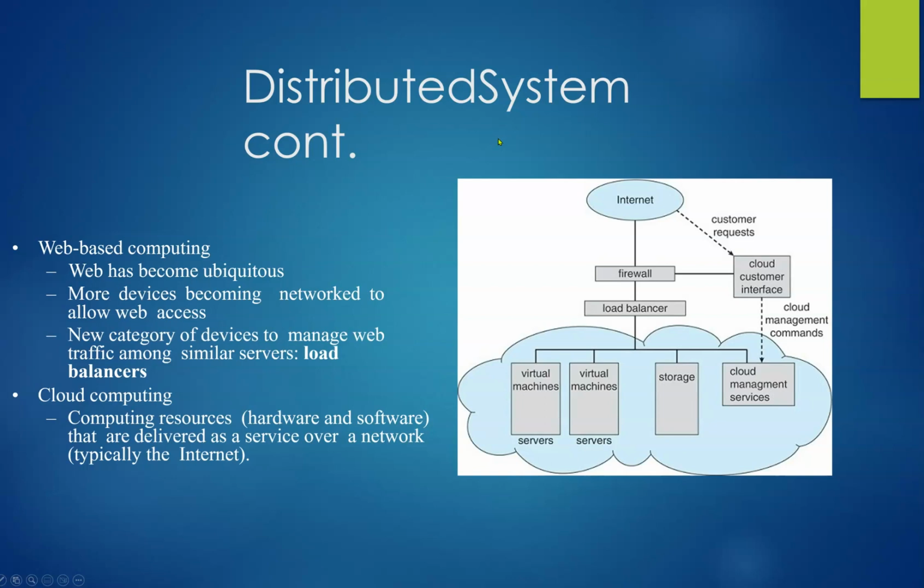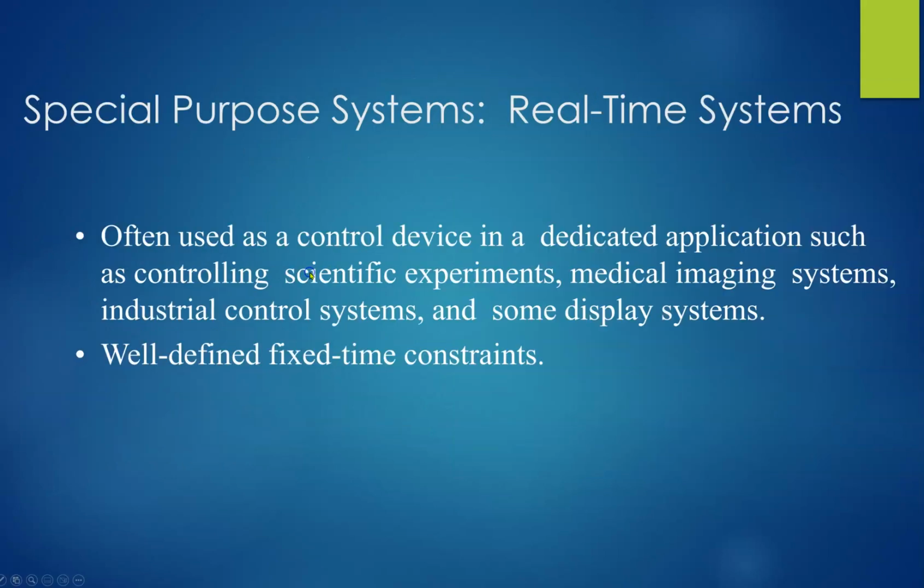A distributed system, another approach, is web-based computing. The web has become ubiquitous. More devices are networked to allow access. A new category of devices to manage web traffic are called load balancers. And cloud computing has computing resources that are delivered as a service over a network, and you don't know where they begin and end. They can scale up, scale down, but you don't have to worry about the details.